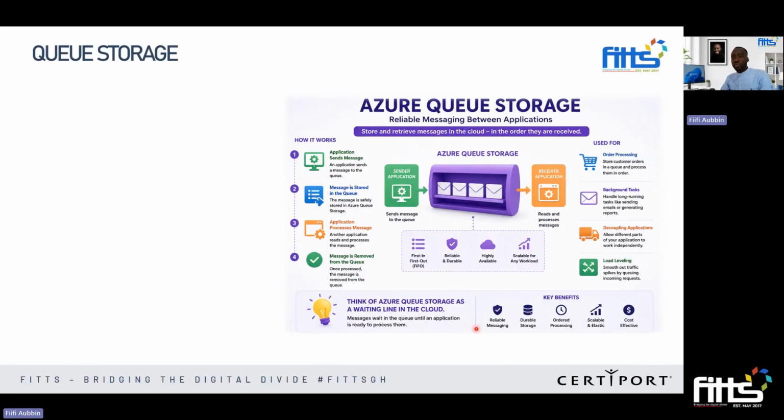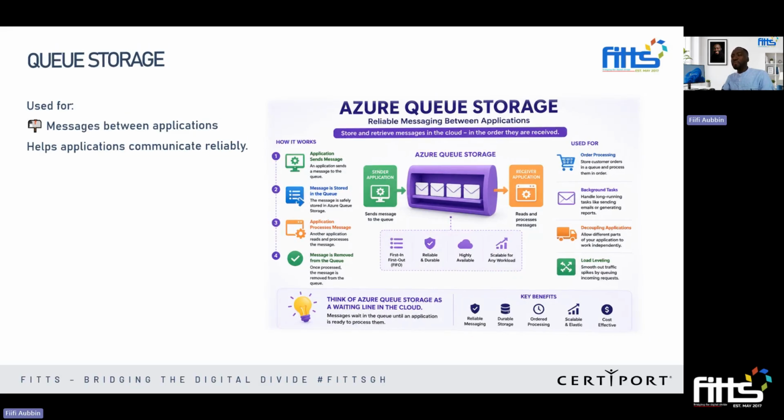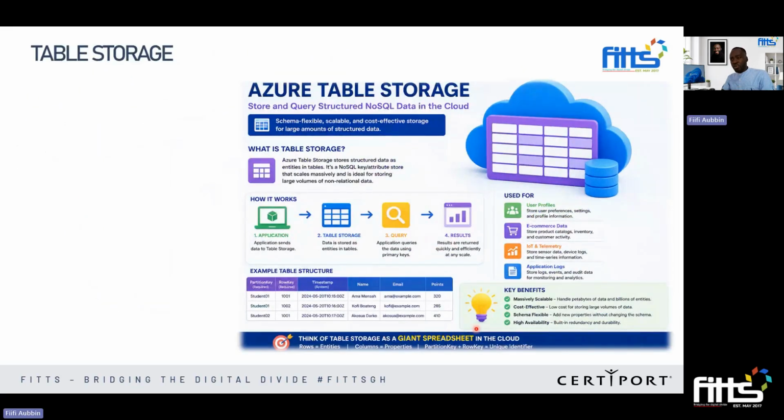Then we look at Queue Storage. Just look at WhatsApp messages. When you send a message and the person's WhatsApp application is not open, or the person doesn't have access to internet data, you see a single tick. It is waiting in line to be delivered. Once the person opens the WhatsApp application, you see a double tick, meaning it's been delivered. Once you get a blue tick, it means it's been read. So that's what Queue Storage is about. It is used for messages between applications, and it helps applications communicate reliably.